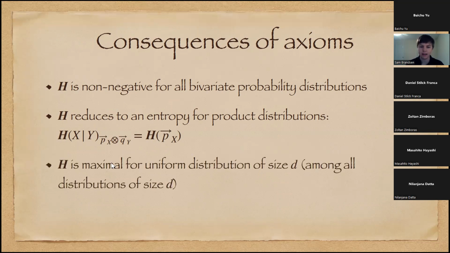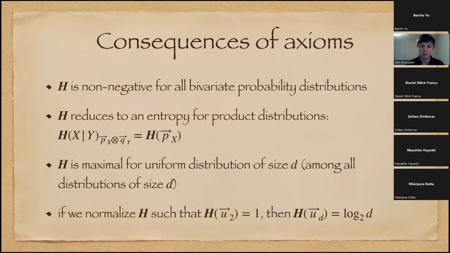And h will be maximal for uniform distributions of size d, or for the maximally conditional uncertainty distributions of size d. And again, if we normalize this, then we find that the entropy of the maximally uncertain conditional distributions is going to again be log 2 d.